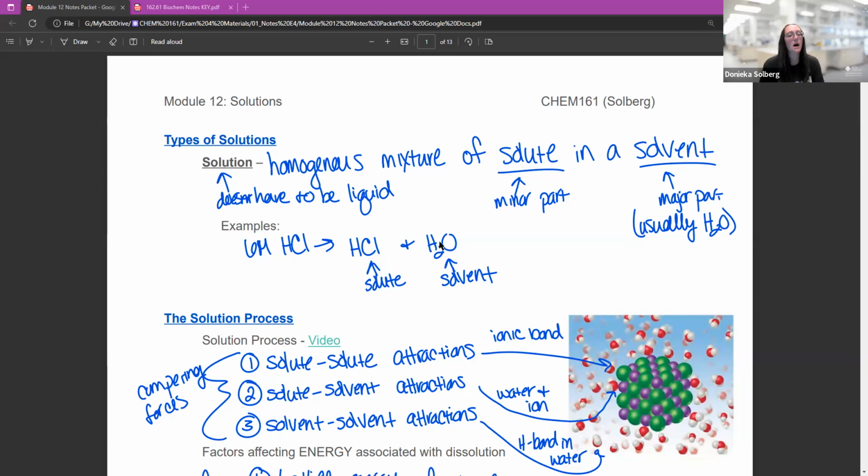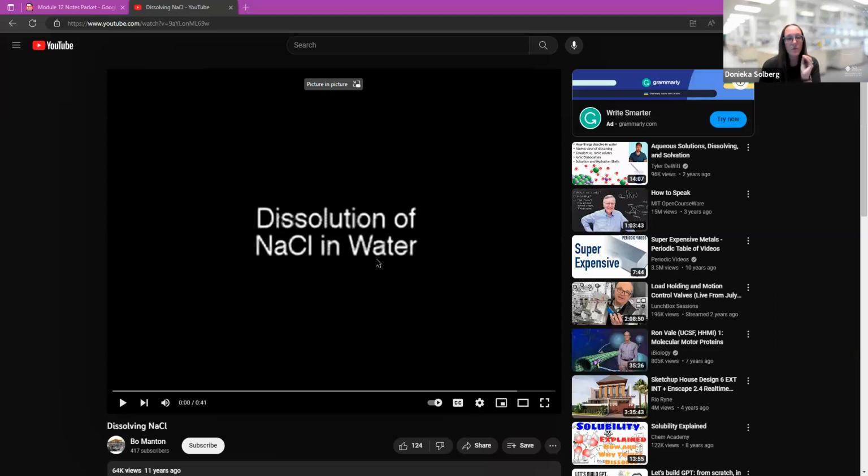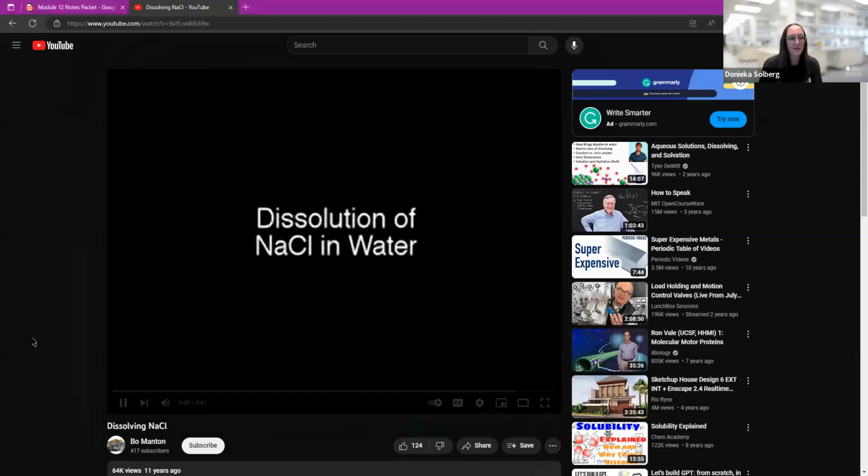So when things dissolve, we're going to get a little bit into the solution process and what it looks like when you dissolve something, specifically on the particle level. So okay, this is just a short little video of what it actually looks like on a particulate level when you put sodium chloride or salt in water. We've kind of talked about this process before.